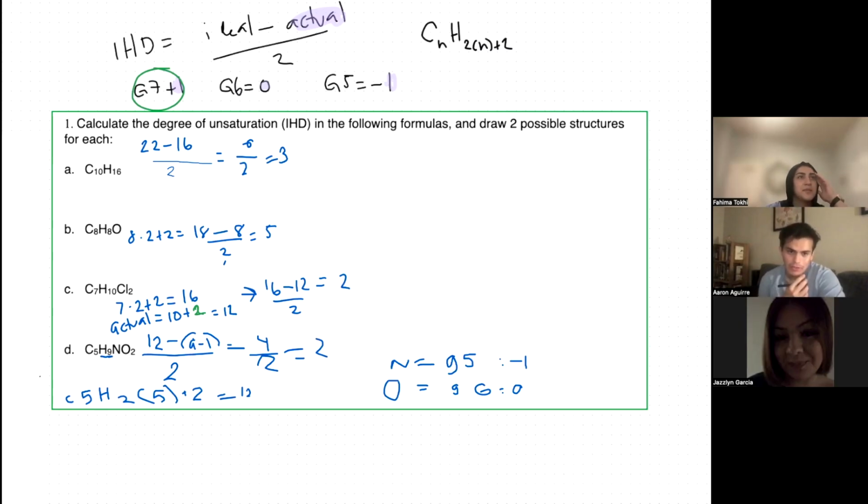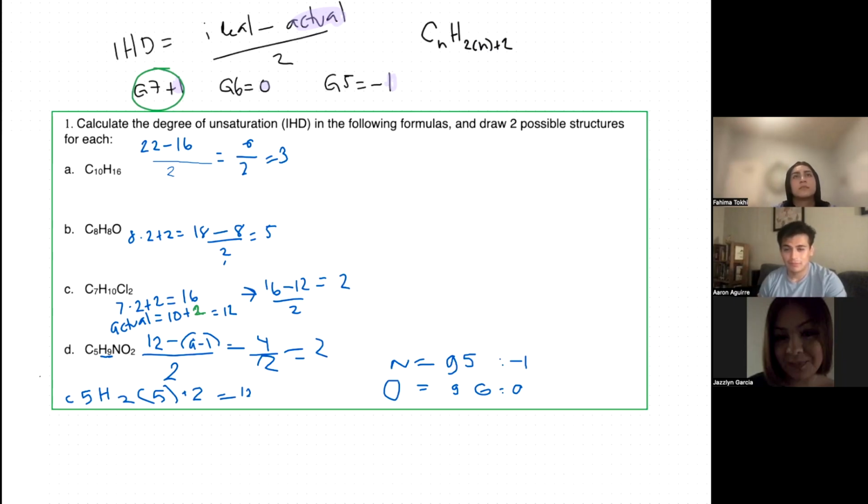So all you have to do is make sure that you're drawing the right amount of carbons, and then your index of hydrogen deficiency, that unsaturation number, for the first one is a 3. That's how many pi bonds or how many rings, or a combination of both. So it could be 3 rings.